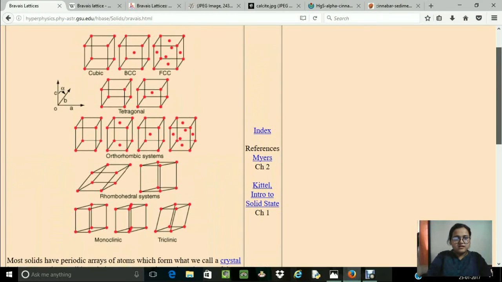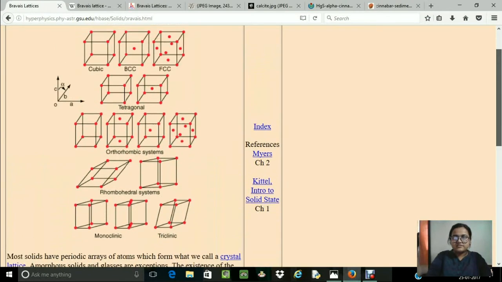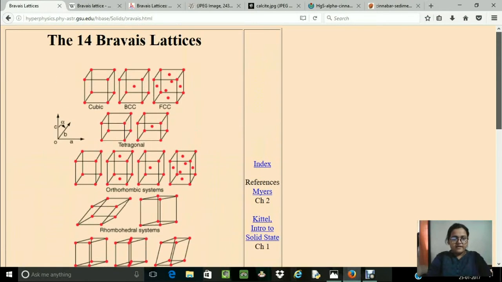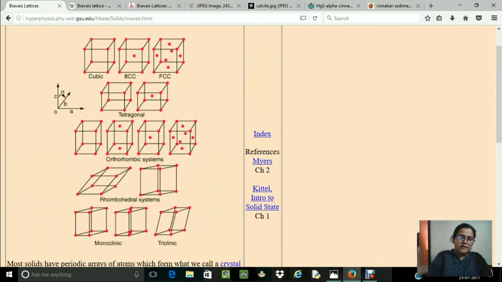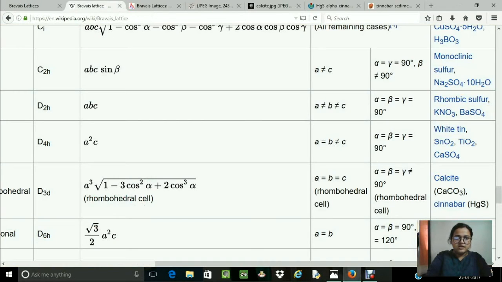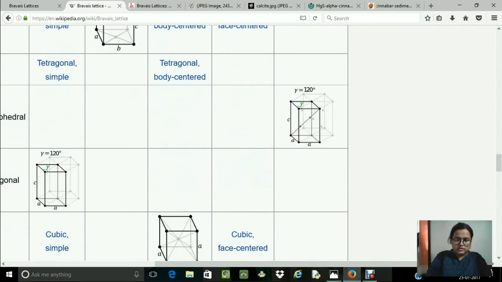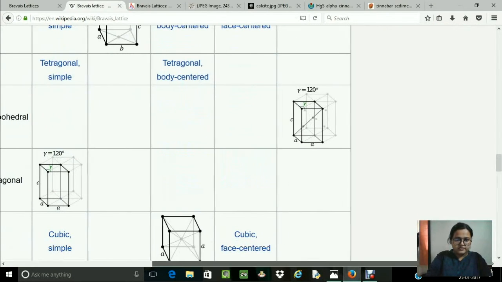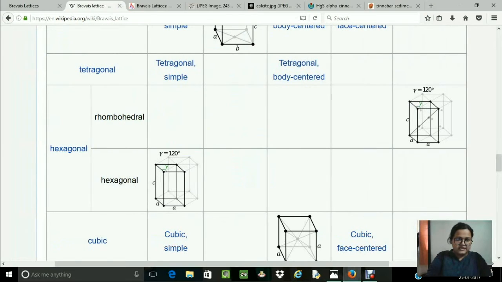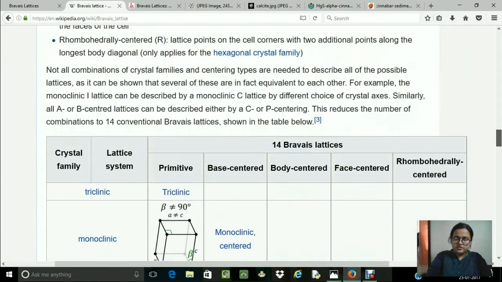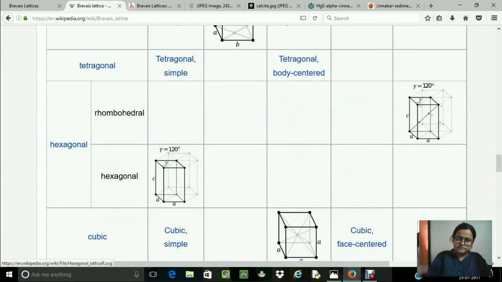These structures are known as the Bravais lattices. Among these structures, today I am going to explain the rhombohedral centered structure. In this hexagonal structure, we have two types: rhombohedral and hexagonal. In rhombohedral, I am going to explain this structure, which is the rhombohedral centered structure.